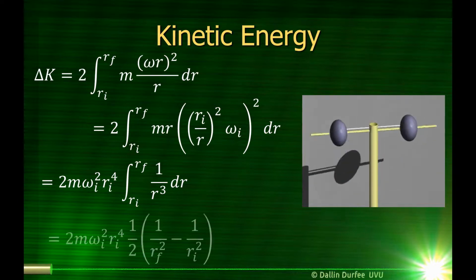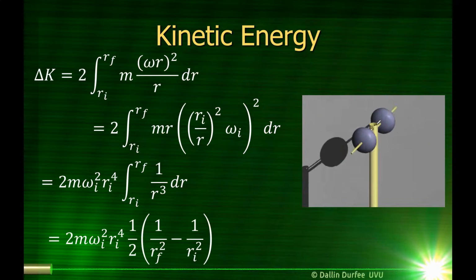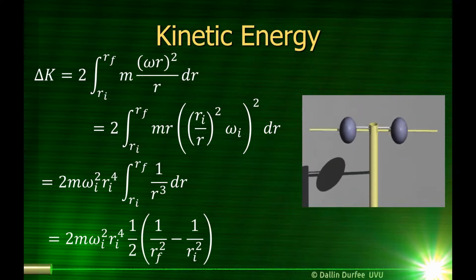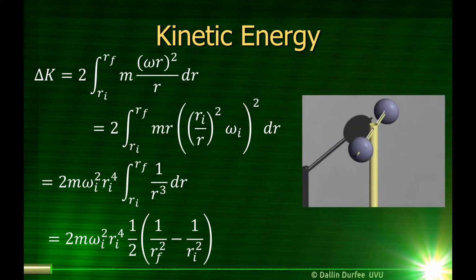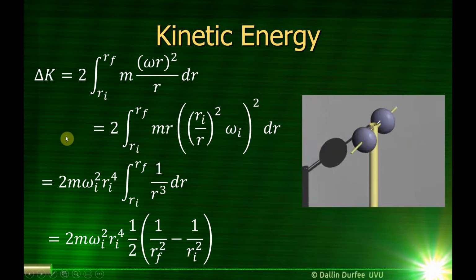That's easy enough to integrate, right? The integral of 1 over r cubed is 1/2 1 over r squared. Well, technically negative 1/2. I dropped my negative. That's okay because I want to find the work.